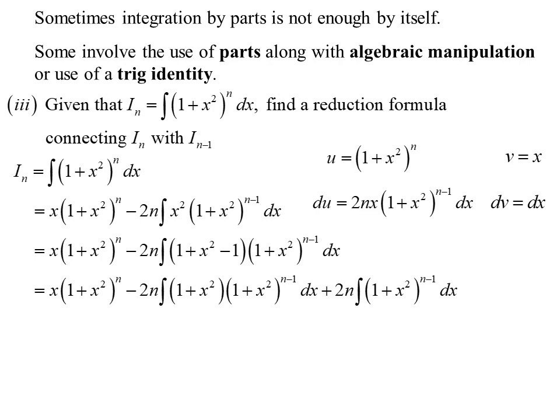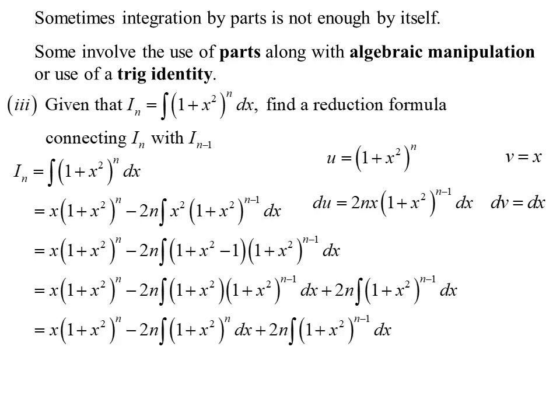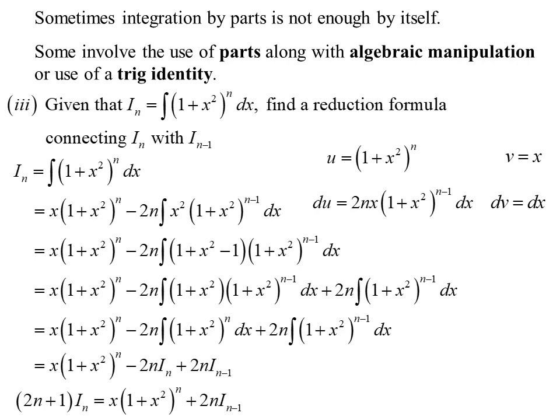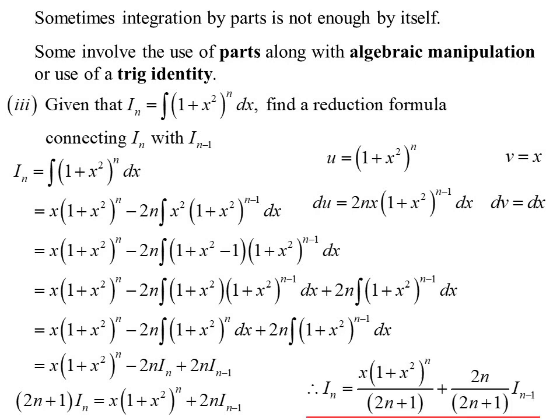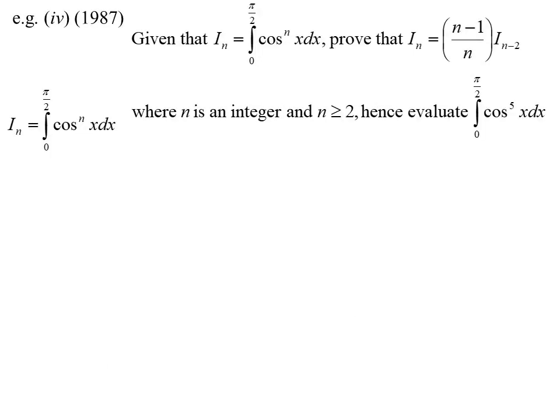The first integral becomes 1 plus x squared times 1 plus x squared to the power of n minus 1. The second one is just 1 plus x squared to the power of n minus 1. Well, hang on, that first one is 1 plus x squared to the power of n. Now both of these integrals are in the form of what we started with, it's just the powers. I've got minus 2n I_n plus 2n I_(n-1). Move the 2n I_n to the other side, divide by 2n plus 1, and we have a formula that we can now use. So yes, I used parts, but also I had to use some algebraic manipulation to get the answer out. A very, very old HSC question.